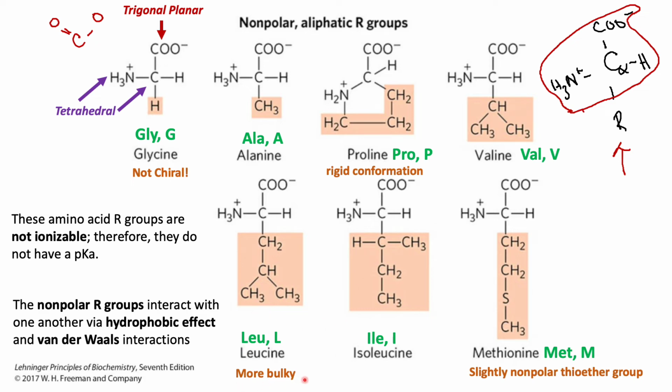Leucine and isoleucine are more bulky, so they're able to interact more via the hydrophobic effect, whereas glycine is not really that hydrophobic because that R group is so small. But leucine and isoleucine, as you get more bulky, you're able to participate more via the hydrophobic effect or van der Waals interactions. Now, methionine, the sulfur actually has an electronegativity similar to carbon. So this methionine is also slightly nonpolar. And these are all the nonpolar aliphatic R groups.